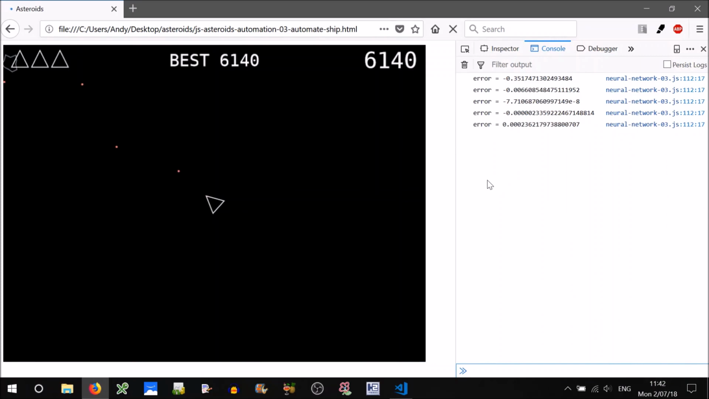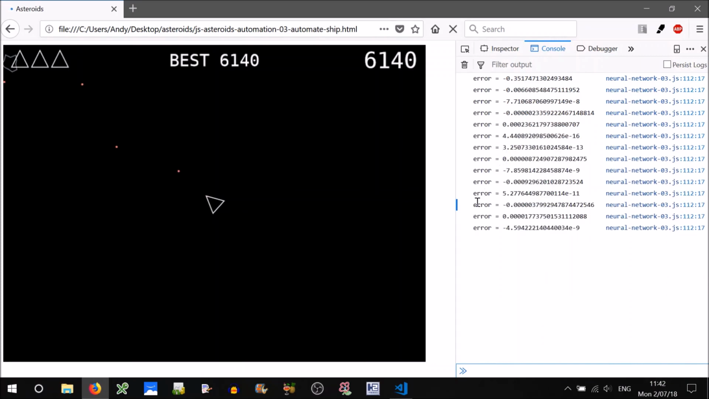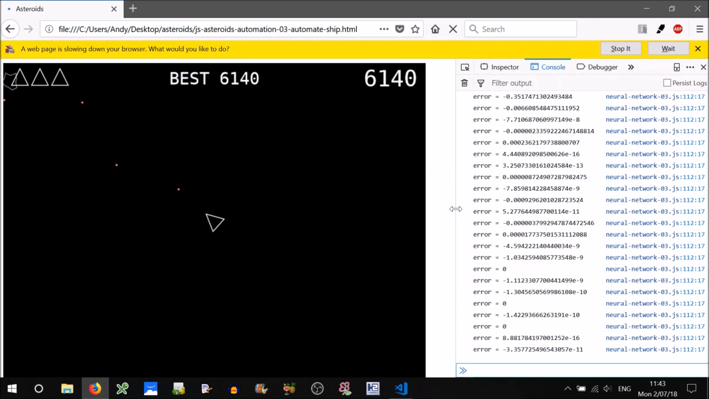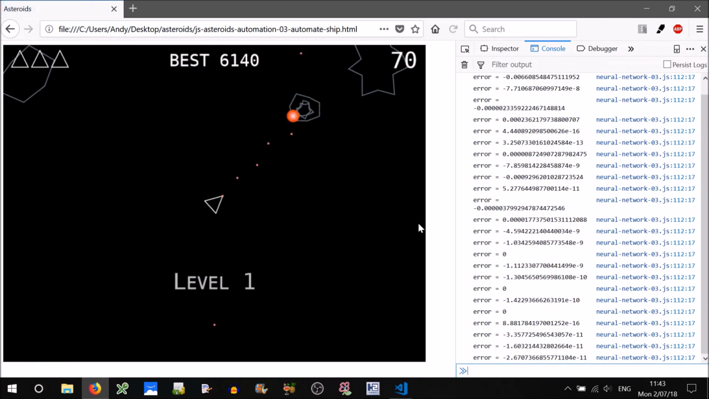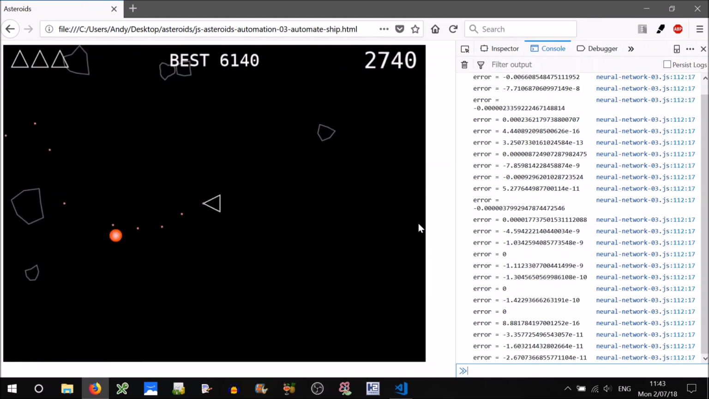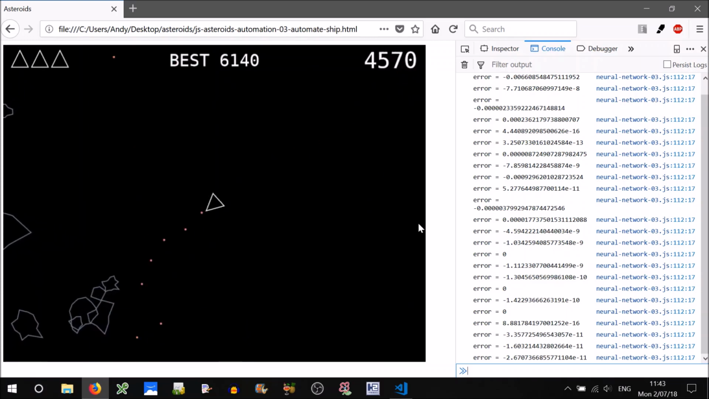Okay, just loading our training data. The errors are very, very good. And here he goes. Wow. We've created a monster. With his increased rate of fire and the faster frame rate, he can make more accurate, more subtle turns and really pepper those asteroids with laser fire.